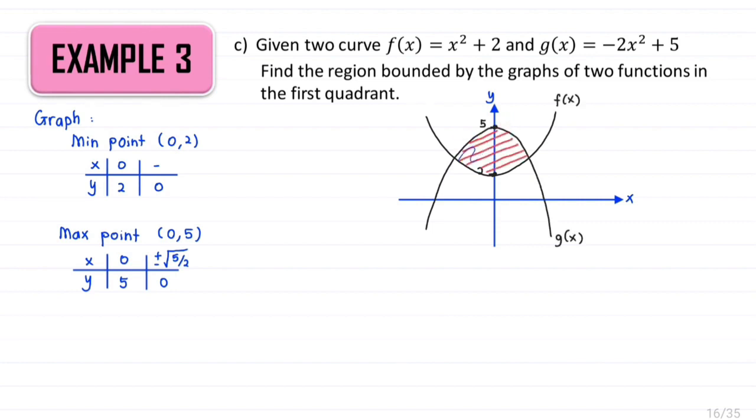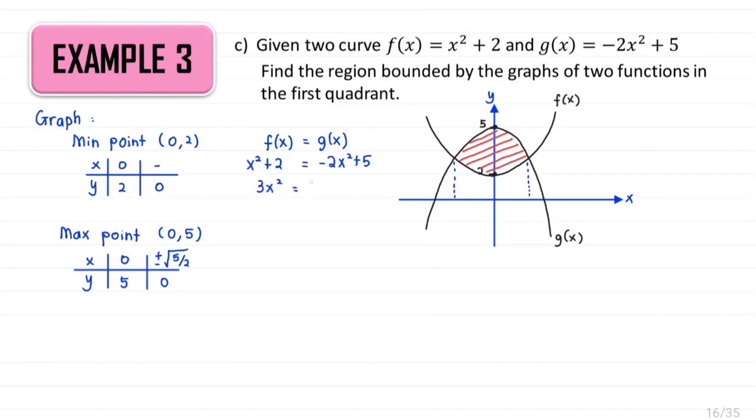We need to find the intersection points between the two curves. What is the value of x here? So we set f(x) equals g(x). Then we solve. We have 3x squared equals 3. x squared equals 1. x equals plus minus 1. So this one is negative 1 and this one is 1. We want to find the region bounded by the graphs of the two functions in the first quadrant only. This side.